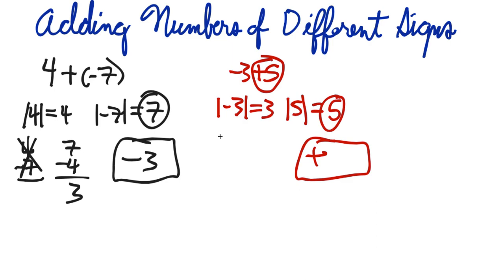Now, simple subtraction. What's simple? 3 minus 5, that is not simple. 5 minus 3, that's simple. 5 minus 3 is 2. The answer is positive 2.